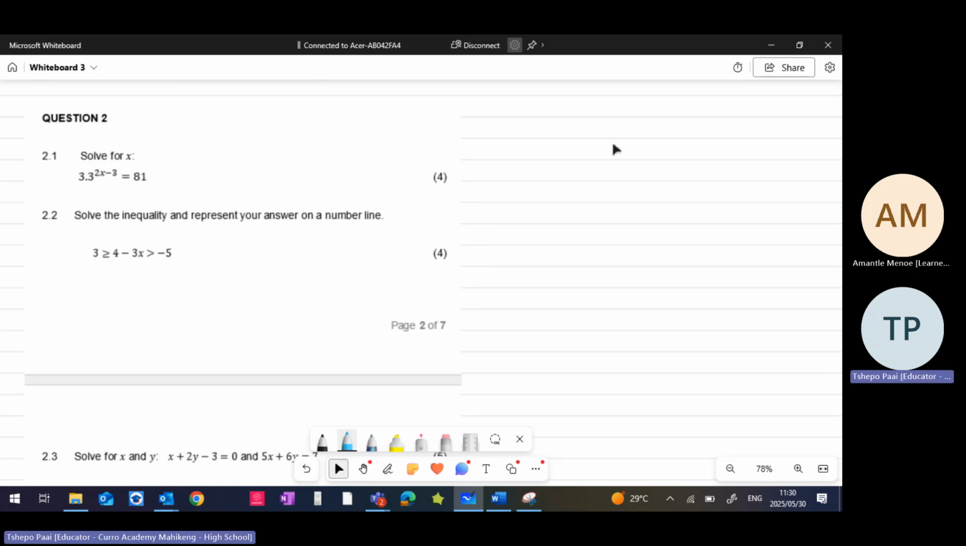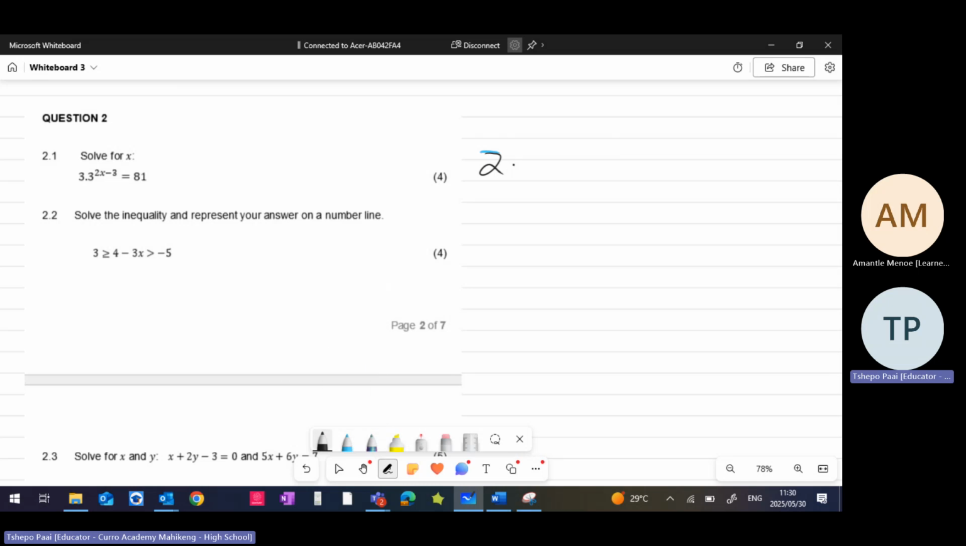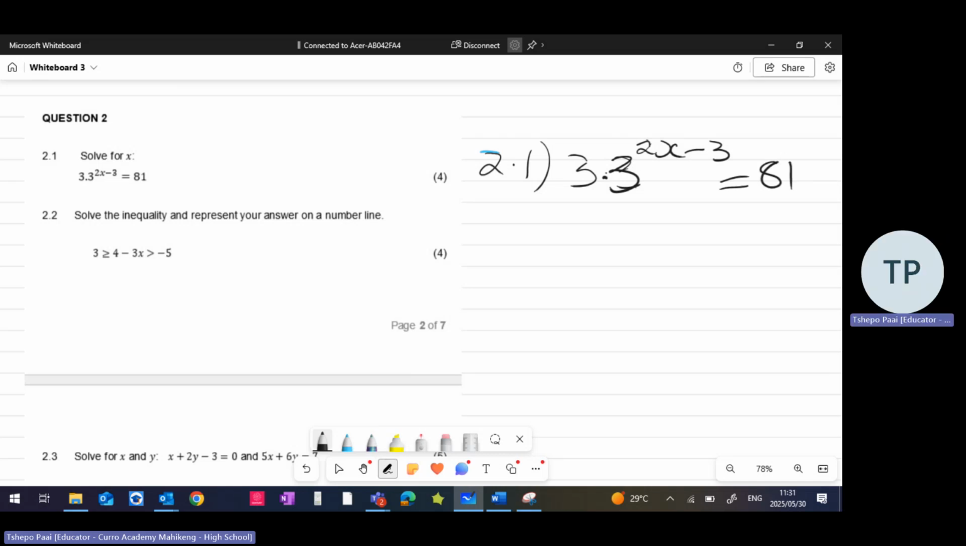Now, what one should look at here, question 2.1, there you are given 3 multiplied by 3 to the exponent 2x minus 3 equals 81. People, are we together? 3 multiplied by 3 to the exponent 2x minus 3.